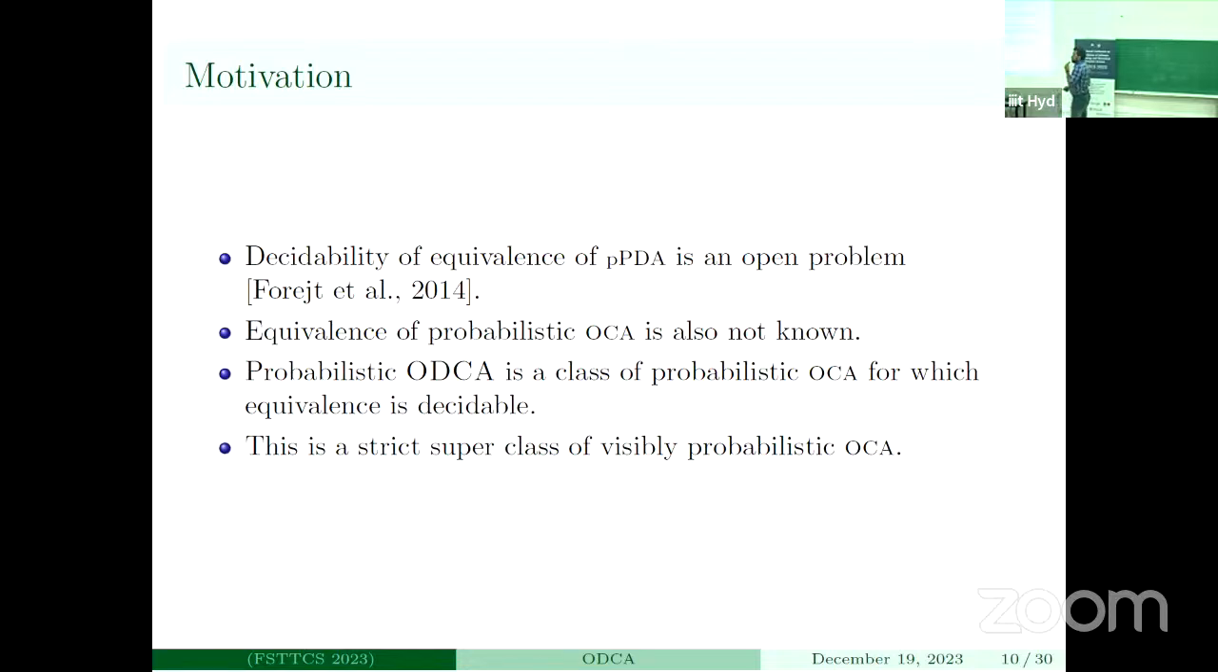The probabilistic ODCAs that we introduce are a subclass of probabilistic OCAs for which equivalence is decidable. In fact, we show that this is in P. This is also a strict superclass of visibly probabilistic OCAs. Actually, our results are a bit more general than visibly, because visibly has only one counter state, whereas you could have multiple counter states. It's also strictly more general than probabilistic, because we consider weighted ODCAs where weights come from any field.